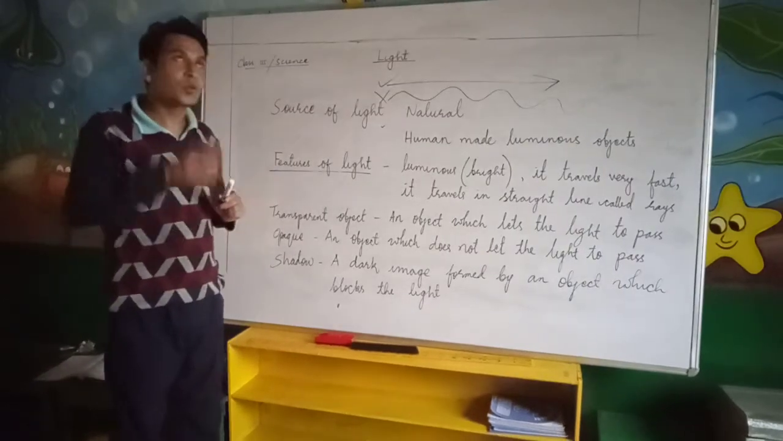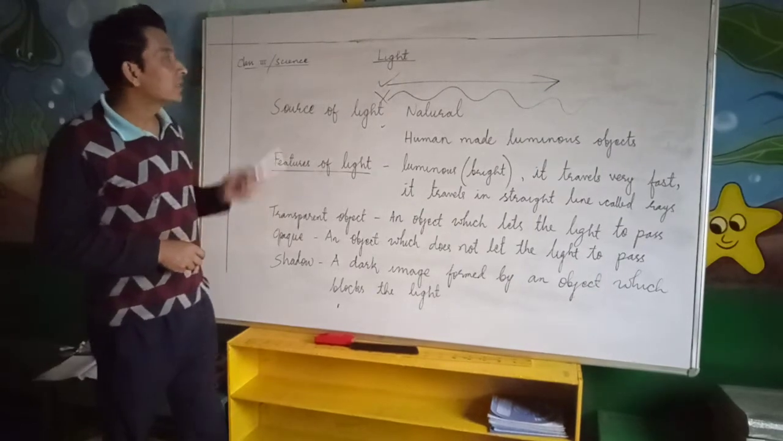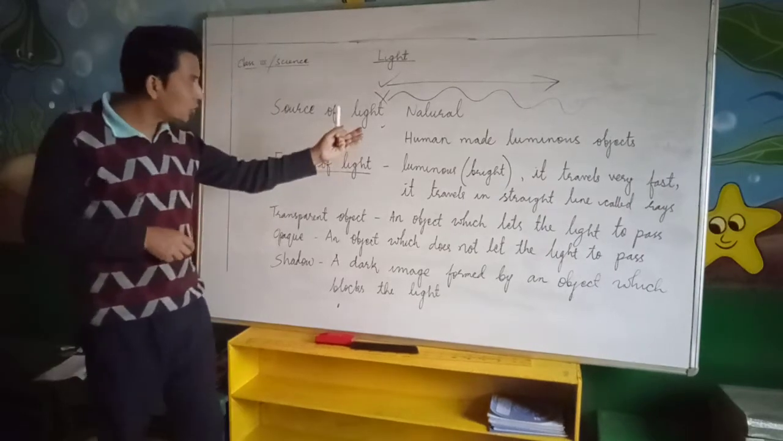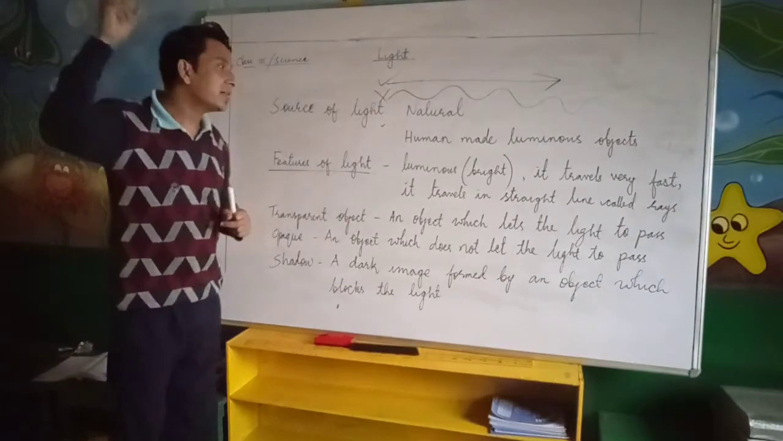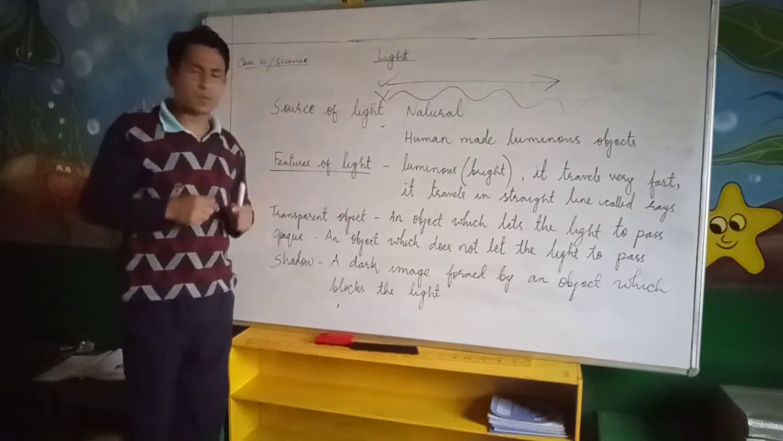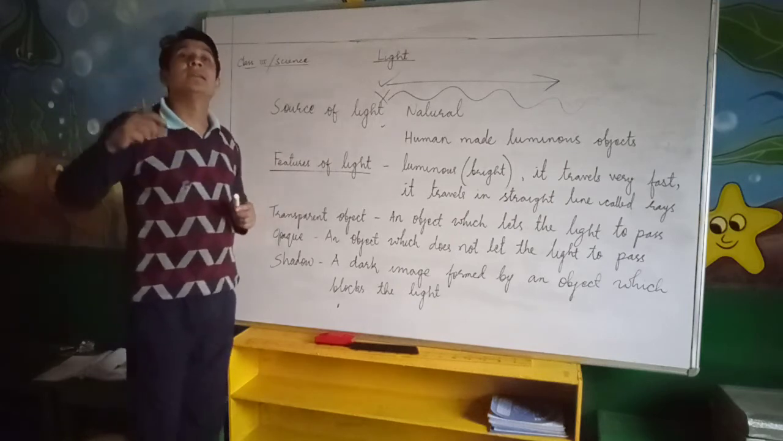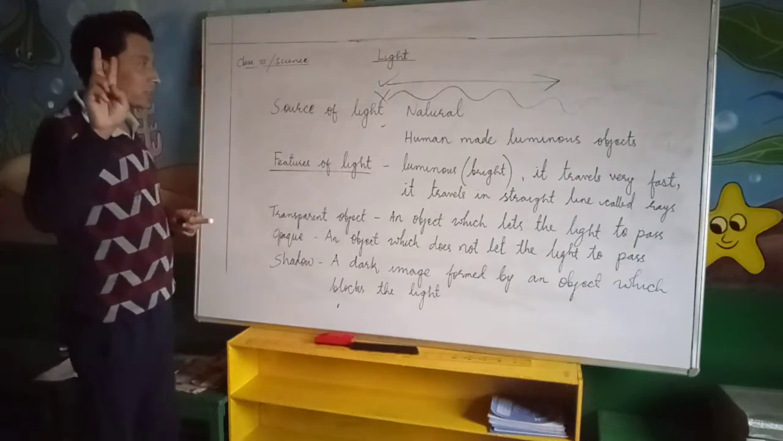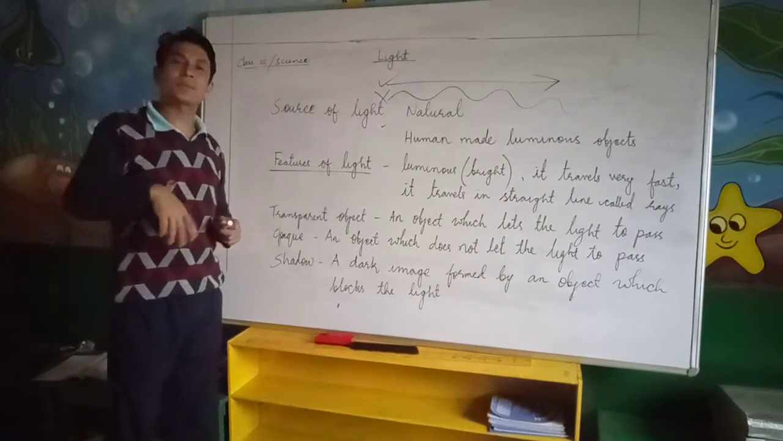Here we can see the source of light is the sun. Okay, sun is the natural source of light. So apart from this source, there are certain sources which are made by human beings, like torch light or electric bulb. And these sources of light can be used when there is no sunlight, I mean, during the night. Okay, so there are two sources of light. One is natural source, which is sun, and one is man-made source, which are electric bulbs and torch lights.